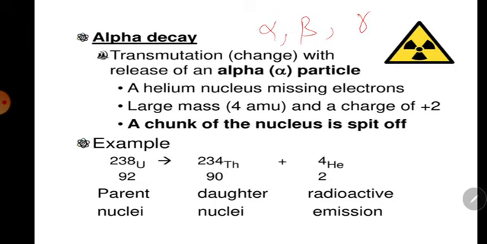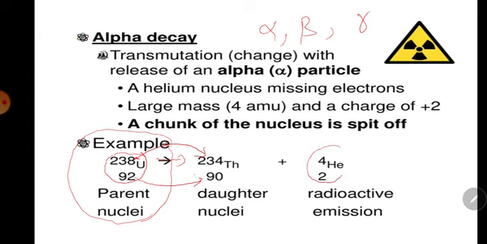Now, here we should explain the emission of alpha particles. This is the parent element, the atom which is originally with us, uranium 238 with charge number 92. It is converted into thorium. Its atomic mass number decreases by 4 and charge number decreases by 2, with the release of helium nuclei.